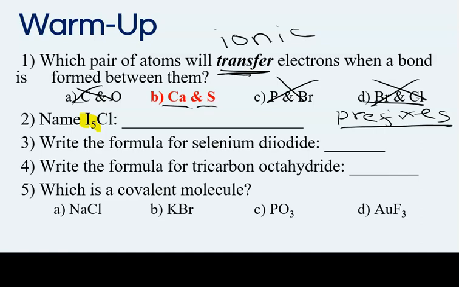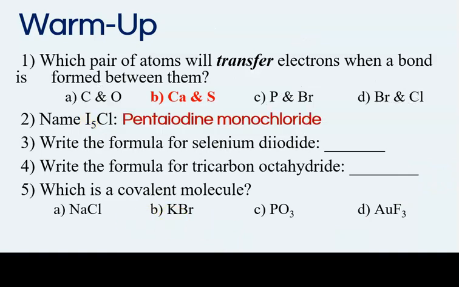So mono is for 1, di is 2, tri is 3, tetra is 4, and penta for 5. So penta is going to be my prefix here. And then for chlorine, we have to remember that there's an understood 1 if there's no subscript. It's not nothing, it's an understood 1. So for that one I'm going to be using mono. That will give you my answer of pentaiodine monochloride.